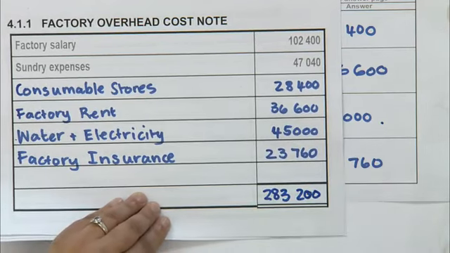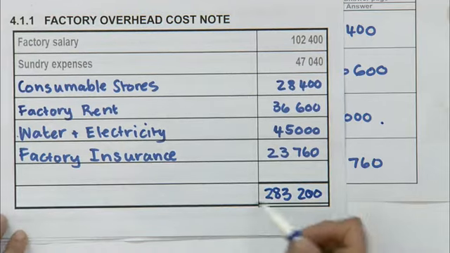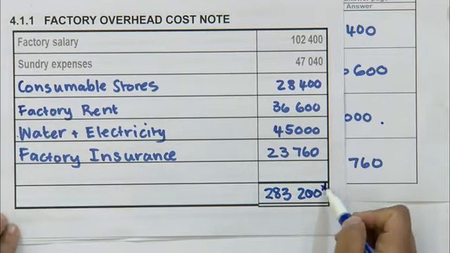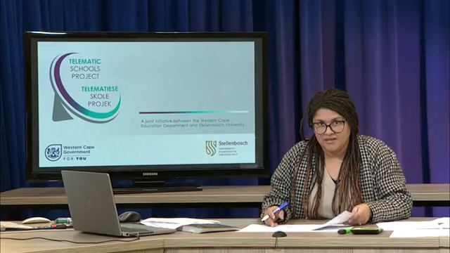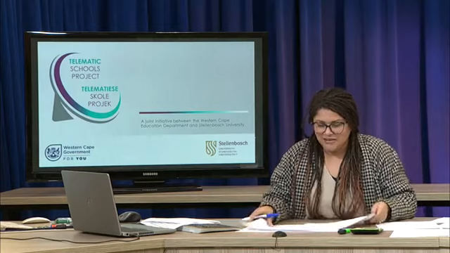Right. So 283,200, and it's this information that will go into your production cost statement as factory overheads. Right. So now let's go into our production cost statement.